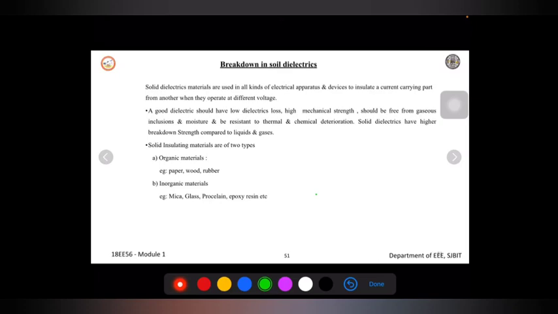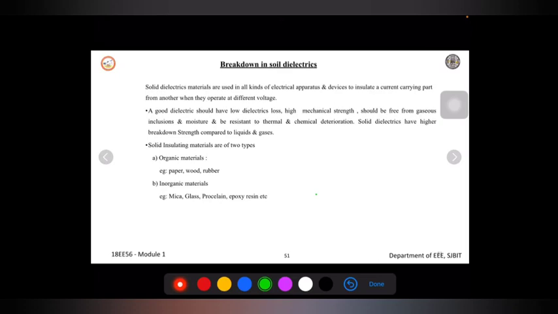Whenever these electrical operators are connected with a solid dielectric material, it has to insulate the current carrying part. Obviously, if you take a suspension insulator, pin insulator or disc insulator, it will protect your current carrying conductor from the other conductors or other different operating voltages.